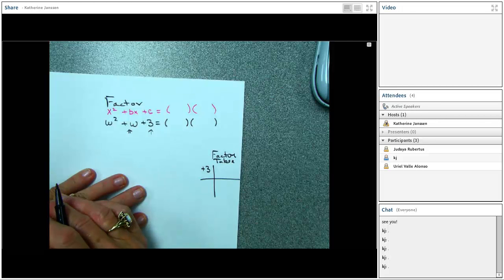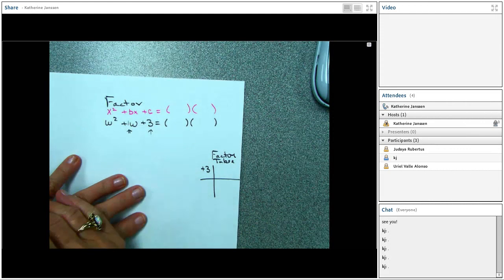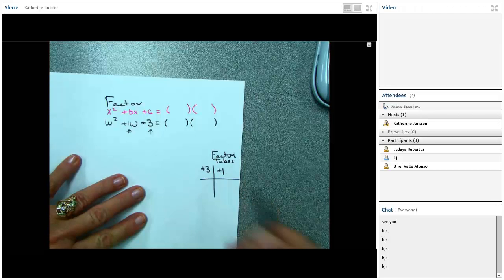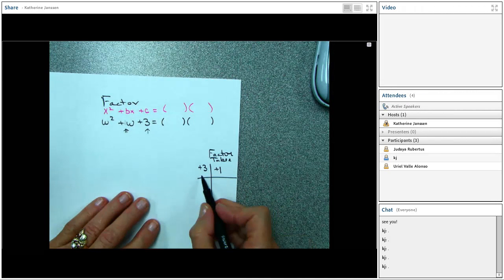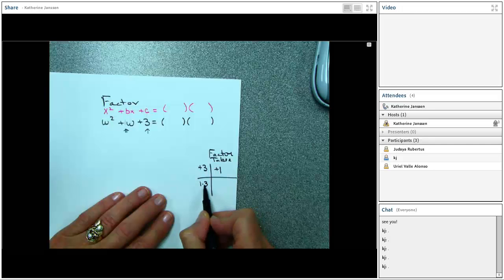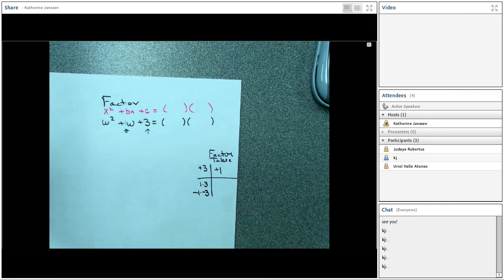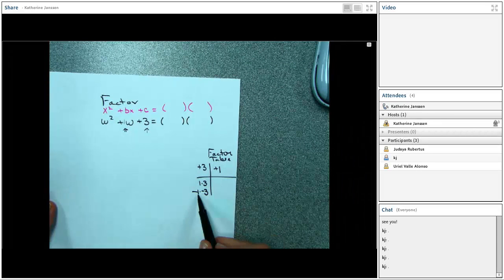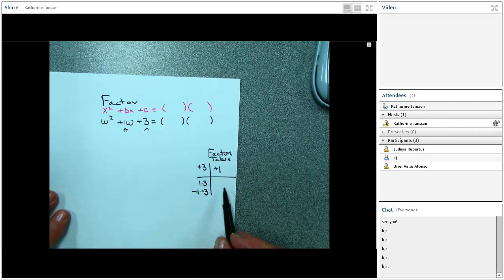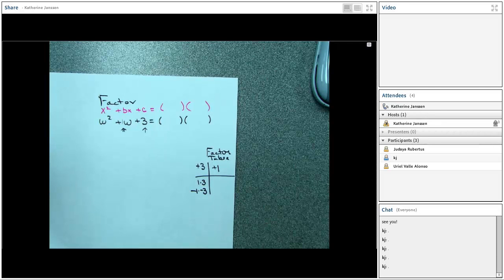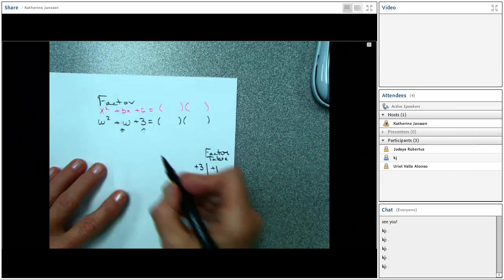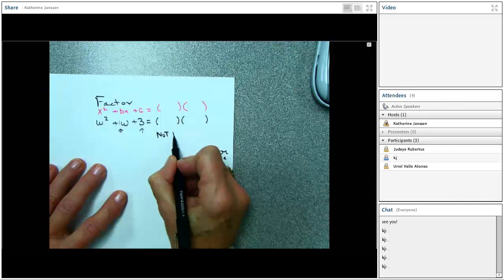The coefficient on the middle term is not 0, it's 1, 1 times w. And it's positive. So factoring 3, I get 1 times 3, a negative 1 times a negative 3, and that's it. 3 is prime. 1 plus 3 is 4, and a negative 1 plus a negative 3 is negative 4. So there is no combination. So this is an example of it's not factorable.